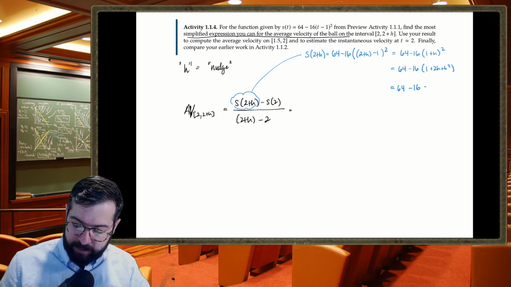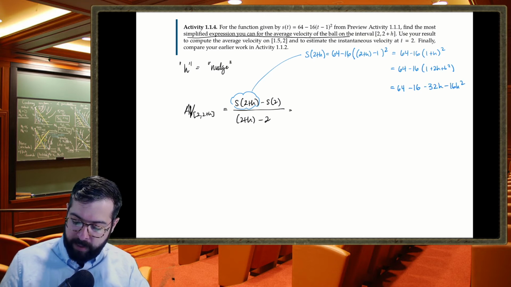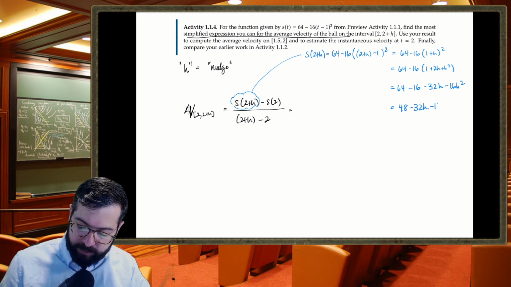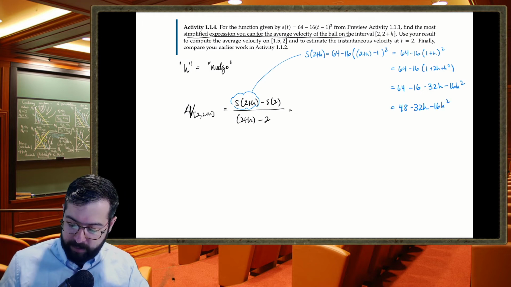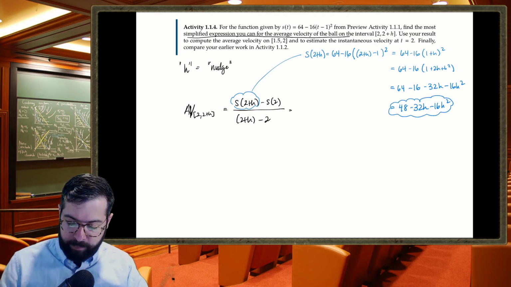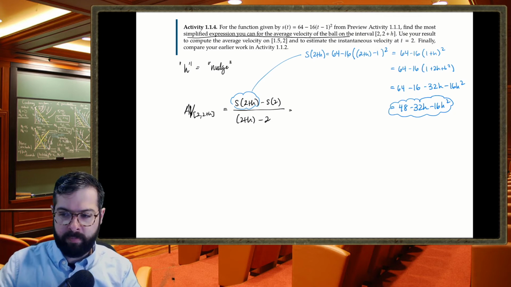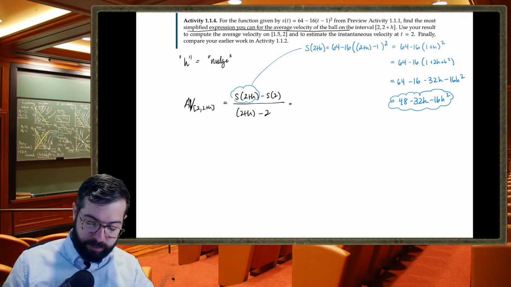Then distribute that 16. And then we can simplify a bit further. So this would be 48 minus 32h minus 16h squared. All right, so that all works out to be that middle part. We know what s of 2 is, don't we? S of 2 is 48, isn't it? Let's pause here quick. Yes, s of 2 is 48.